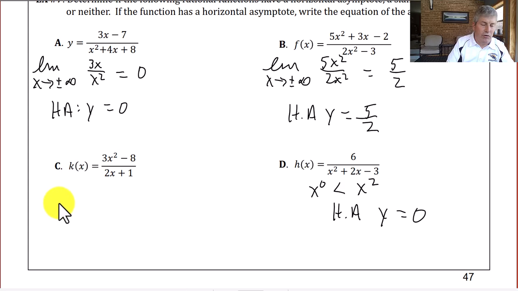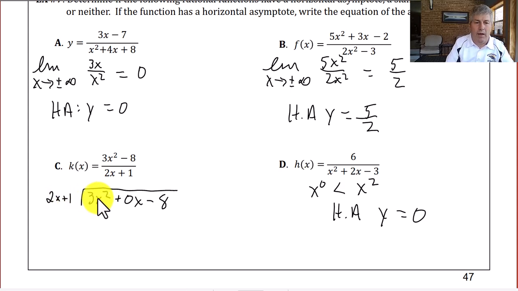We're going to have to do a little bit of long division here. We're going to divide by 2x plus 1. This isn't synthetic division eligible. We'll put things in decreasing order of x. We have a placeholder for 0x. Got to remember that. And then minus 8. So we go ahead and divide. What's 3x squared divided by 2x? And that simplifies to 3 halves.